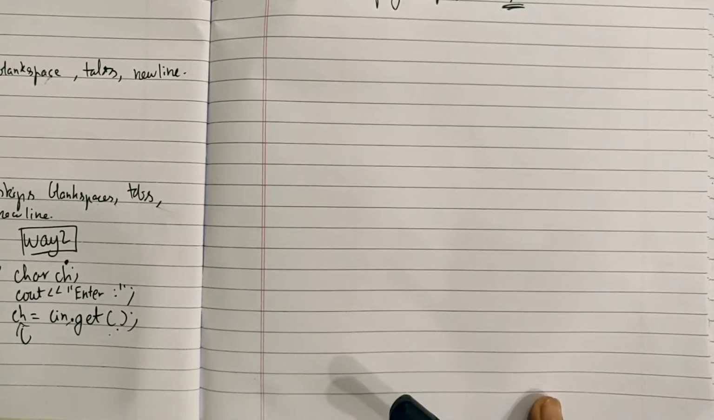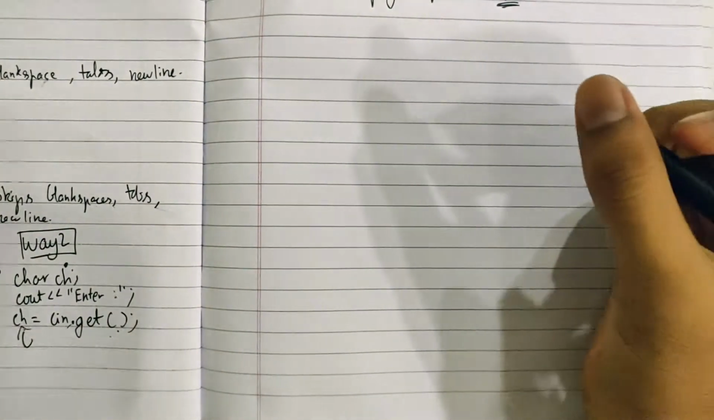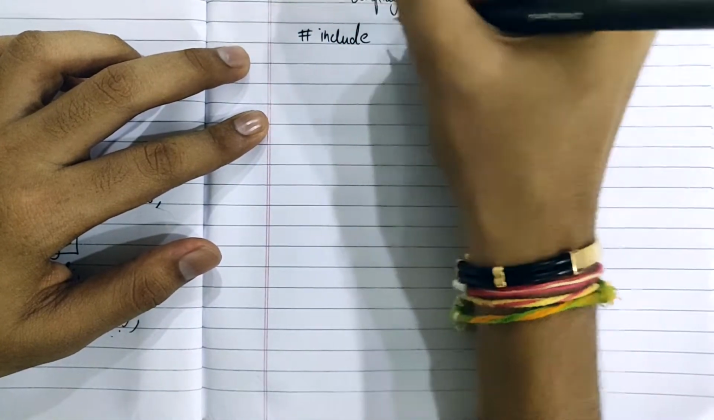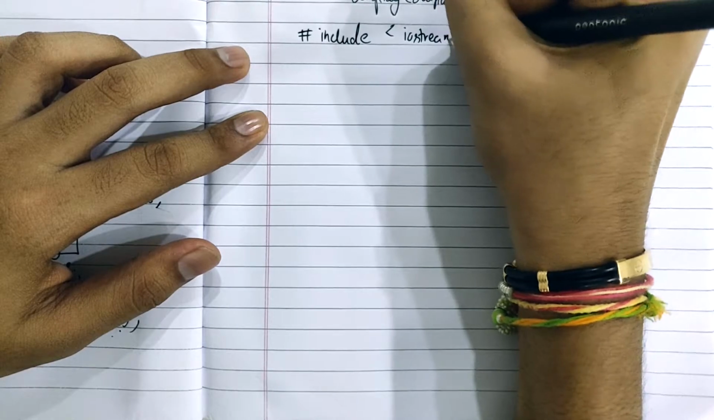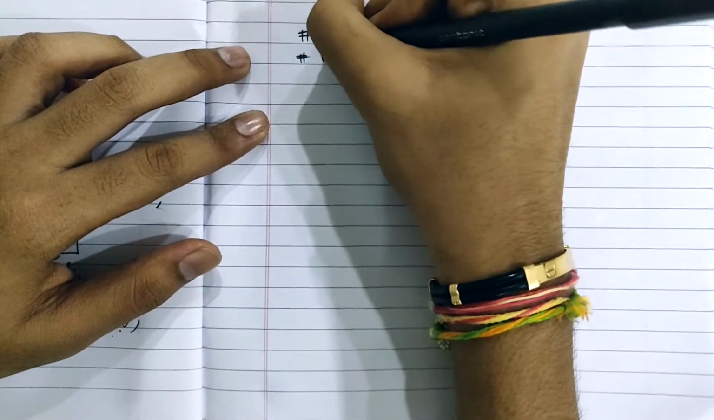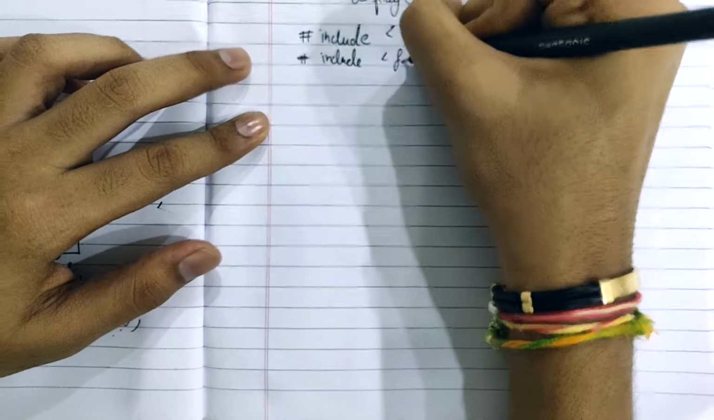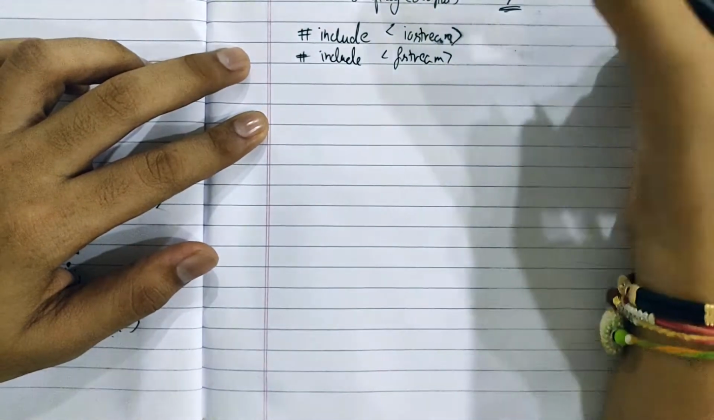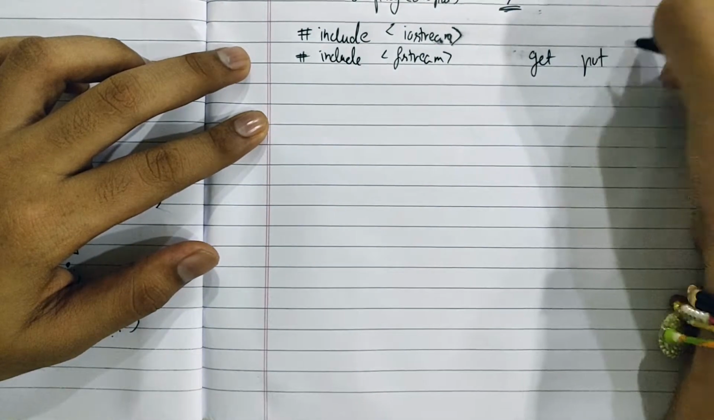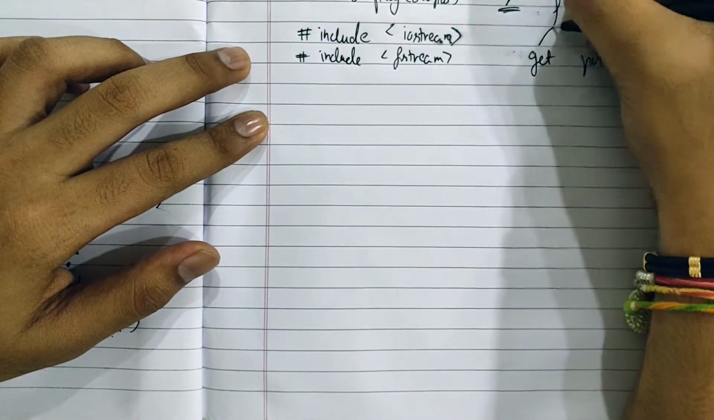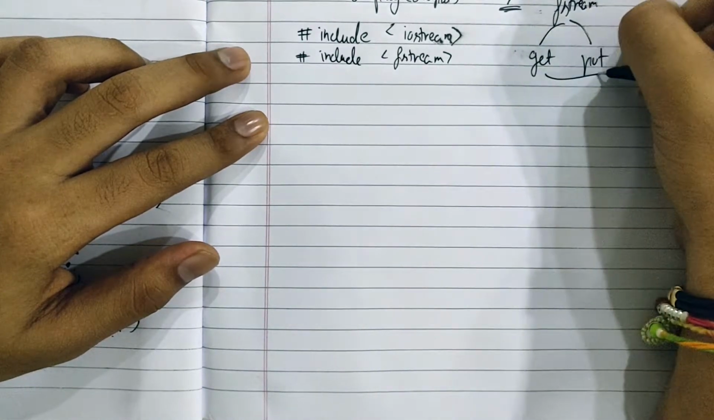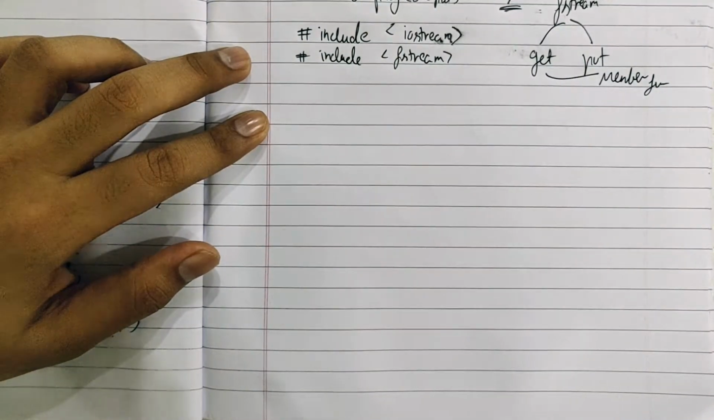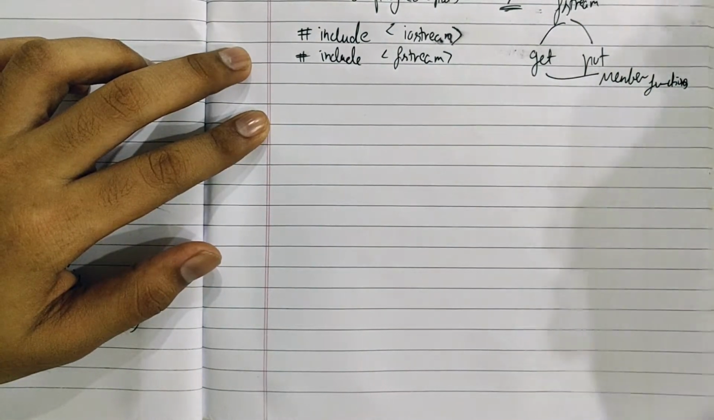I guess the code will fit in this much. Just see. First we include the libraries, obviously, that is #include iostream and #include fstream. Now why do we require fstream, you'll ask? Because get and put, as I said before, are member functions of fstream. These both are member functions, right?